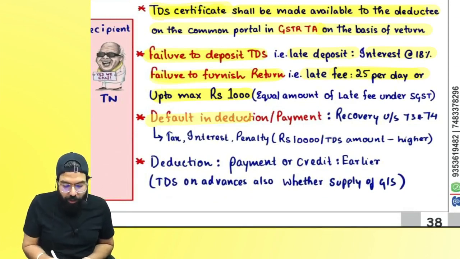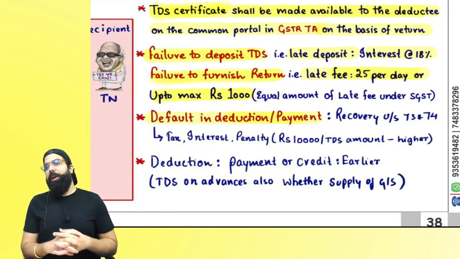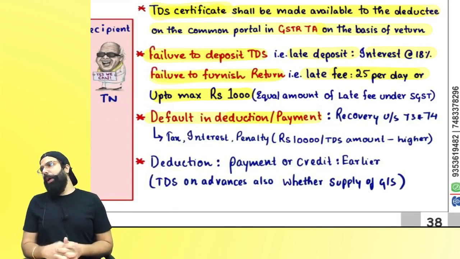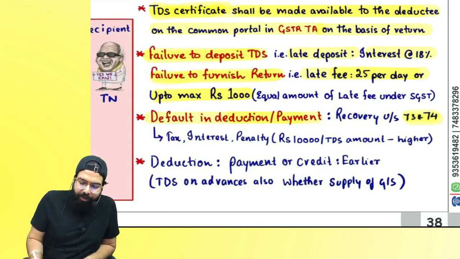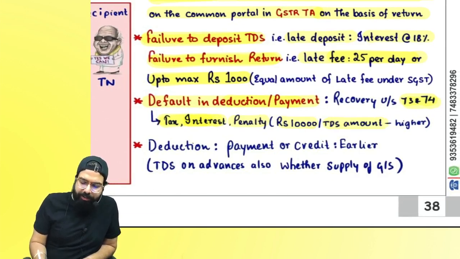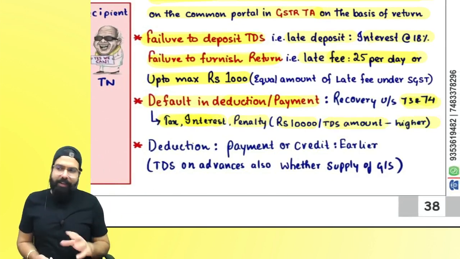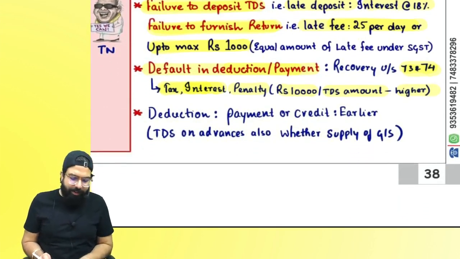Now, sir, if I don't deduct or pay, that is a default in deduction or payment, and in case of default they will give you a demand order under section 73 or 74. Basically, they will demand the tax, interest and penalty. The penalty can be 10,000 or the TDS amount, whichever is higher, under CGST, and the TDS amount or 10,000, whichever is higher, under SGST also.